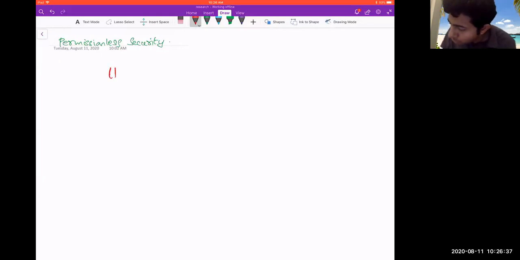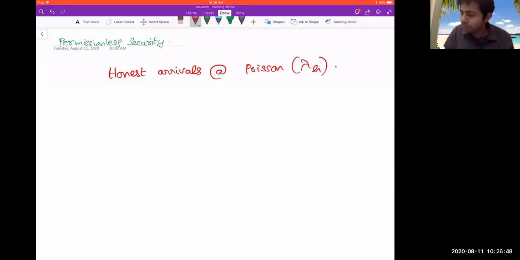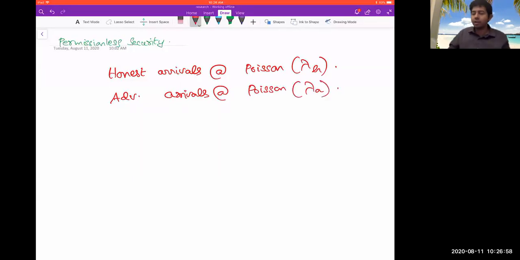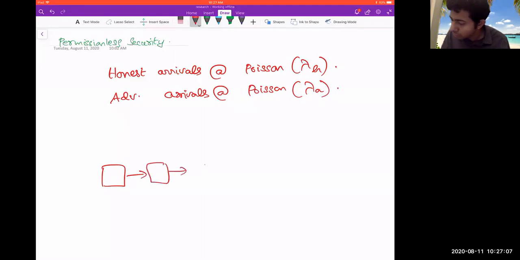We're going to have honest arrivals at Poisson rate lambda h and adversarial arrivals at a Poisson process with rate lambda a. Okay, so what do I mean by that? So let's say this is the current blockchain.